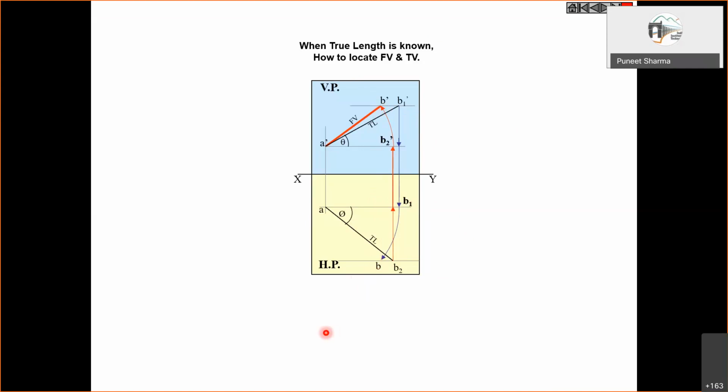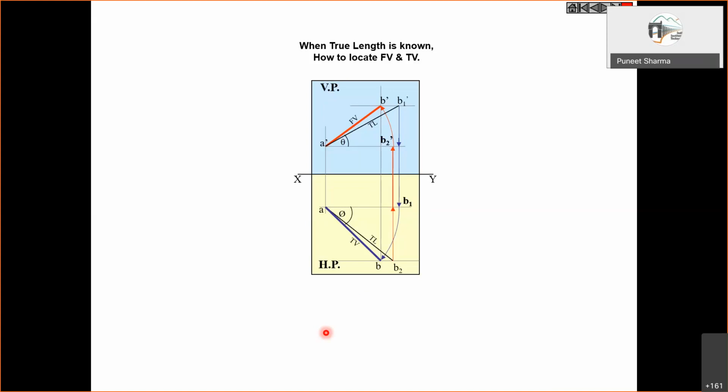So for the second step, this can also be done. And this AB actually then locates the top view. So what we have done here is we were given the position of one endpoint, the length of the line, and inclinations of the line with the two reference planes, horizontal plane as well as the vertical plane. And then we try to obtain its projections, front view and top view.